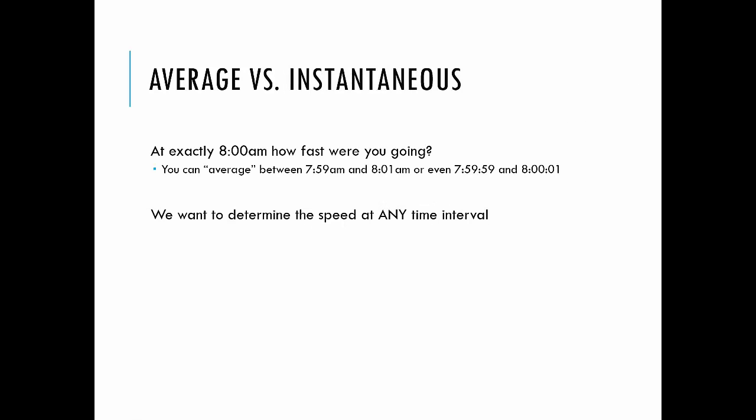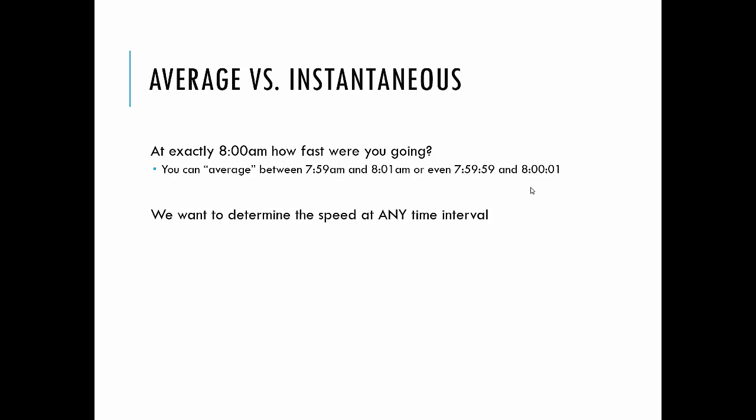Let's look at the difference between an average rate of change and an instantaneous rate of change. So at exactly 8 a.m., how fast were you going? Well, you can't get exactly 8 a.m., right? You can get 8 a.m. in 13 seconds and 14 milliseconds and so on, right? So you can never get an exact value, but what you could do is average and say, well, between 7:59 and 8:01, this was my average speed. Or you can even do more. You can break it down to seconds, and as I said, even milliseconds.